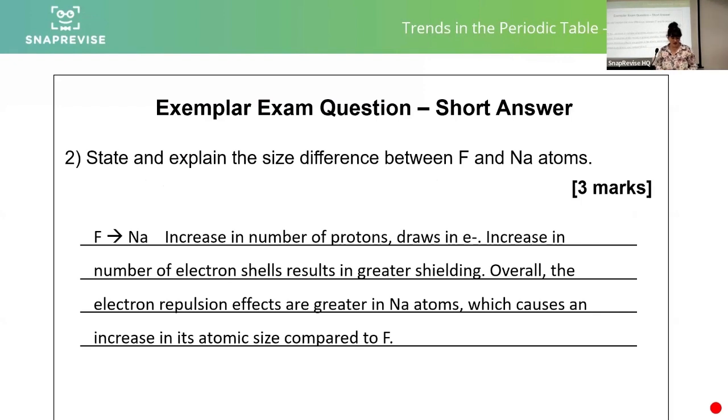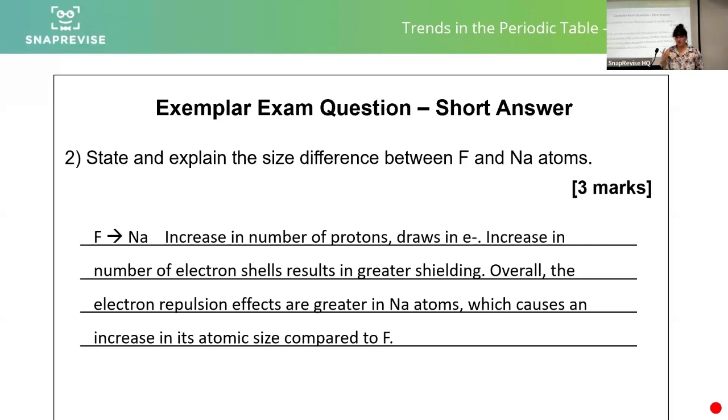So something like this. So if we're looking from fluorine to sodium, we would be thinking about our increase in the number of protons. So as you go from fluorine to sodium, there is an increase in the number of protons. This is going to draw the electrons in tighter, or you can say the attraction between the protons in the nucleus and the outer electrons will be stronger, or there will be a greater attraction. There's an increase in the number of electron shells as well. So we go from fluorine down to sodium. We've added an electron shell.